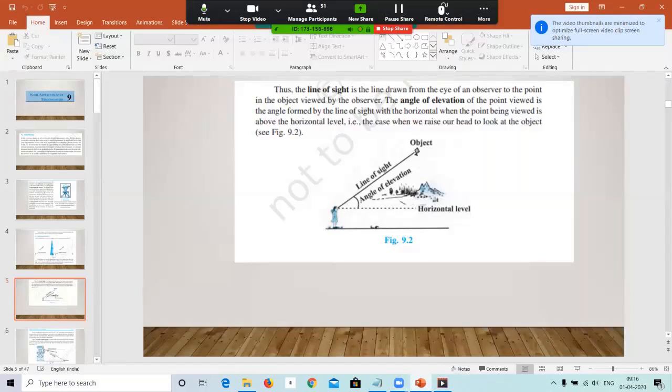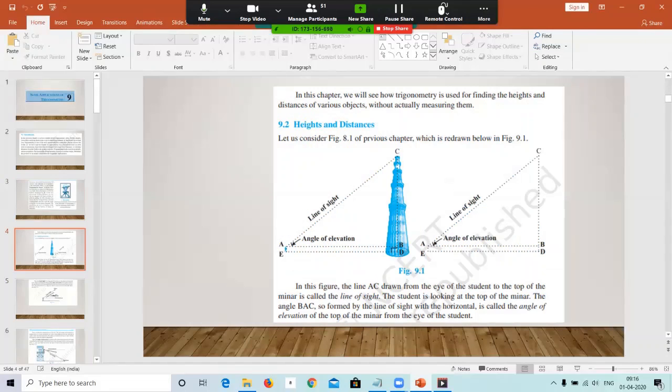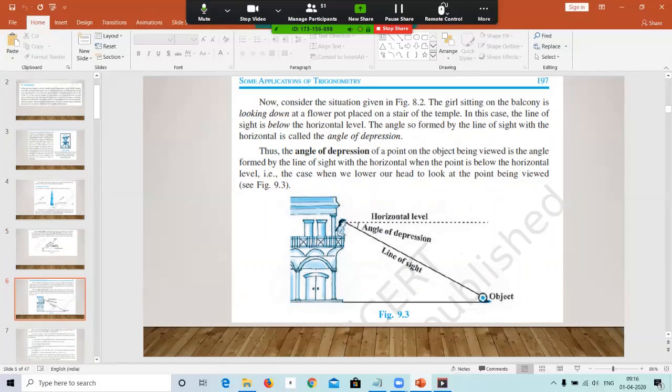So here is what was there in your textbooks. Here again, the same thing in 9.2, you can see the height and distance where from A to C, when you're looking up, this is your line of sight, angle of elevation. Again, here the same thing, angle of elevation they're talking about. Moving ahead to depression, angle of depression.